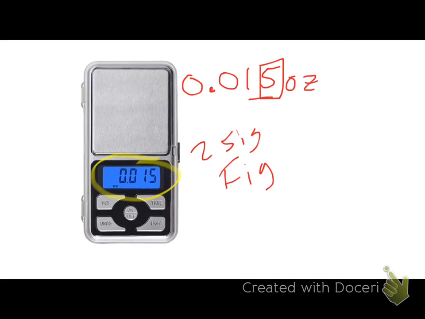So the balance itself, even though it's digital, the balance itself is estimating that last digit. All right? It's estimating it right now as a 5. All right? So because it's estimating the 5, that is the digit that has the random error. So how do we determine the random error range? Well, we're going to put it as a plus or minus range value.